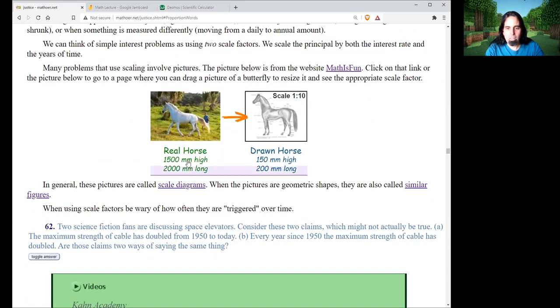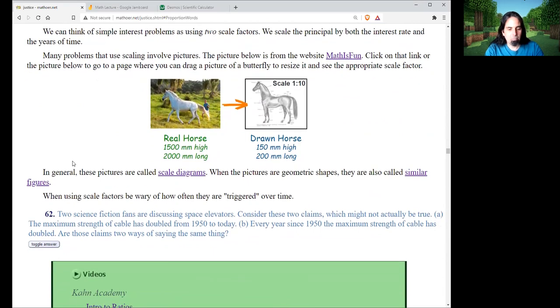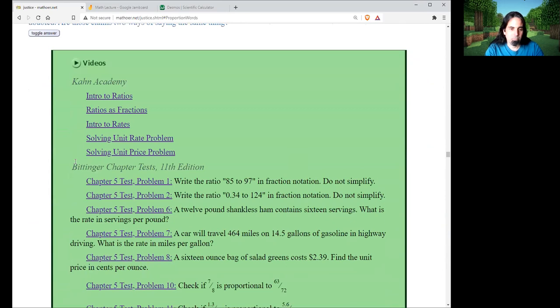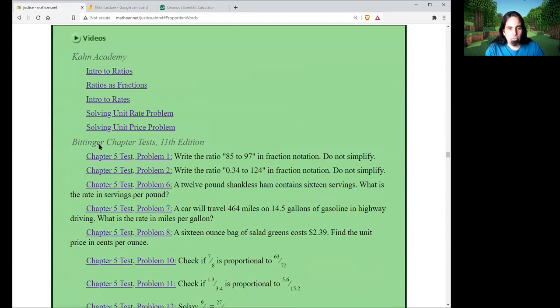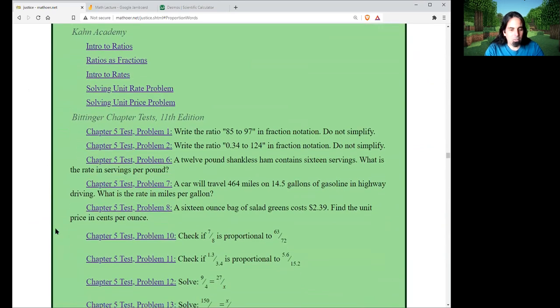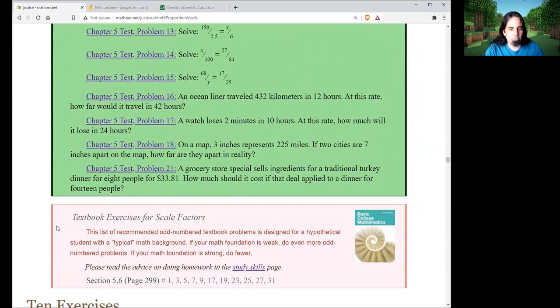Pictures are another example of when people like to use the scale factor type of thinking. Okay, here's a bunch of those good videos that we didn't have earlier. So you do have lots of them.